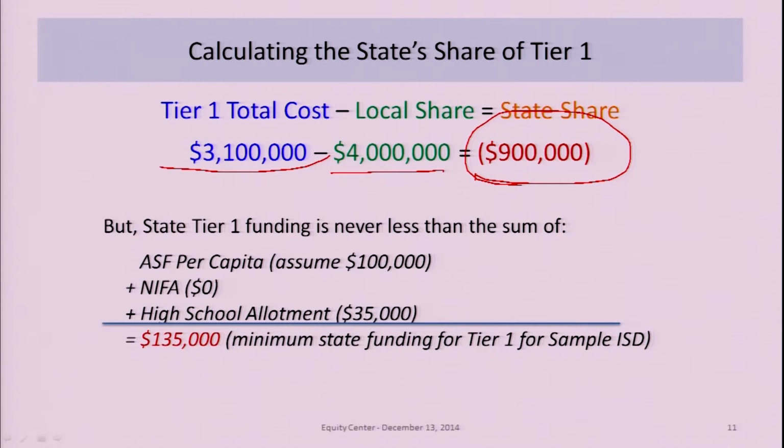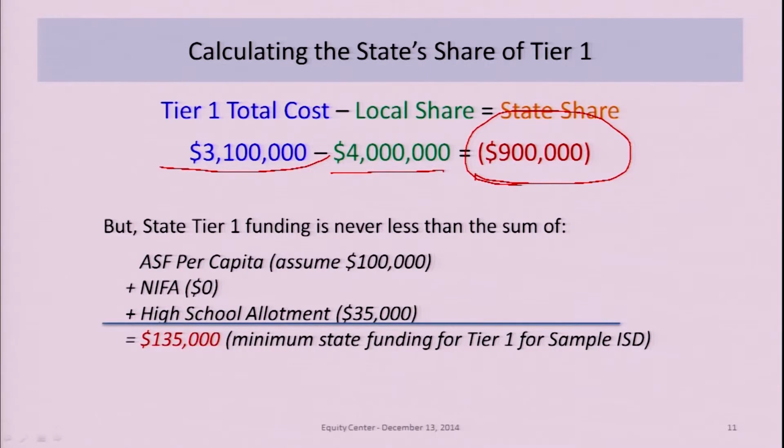So what do you do in that case whenever you have a negative number? Well, what you are in this case is called a budget balance district. Anytime that your local fund assignment calculates equal to or more than your Tier 1 total cost, the sum of your allotments, you're a budget balance district. And even though this calculates to be a negative, you're always guaranteed state money.